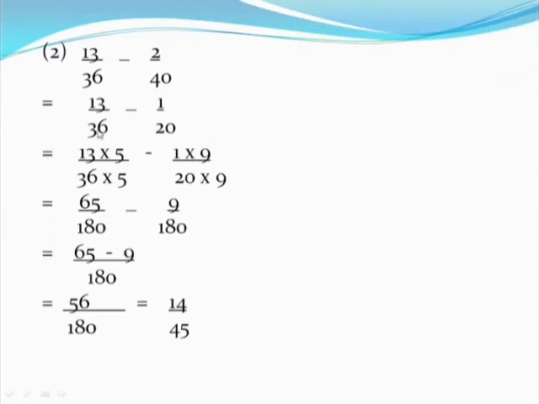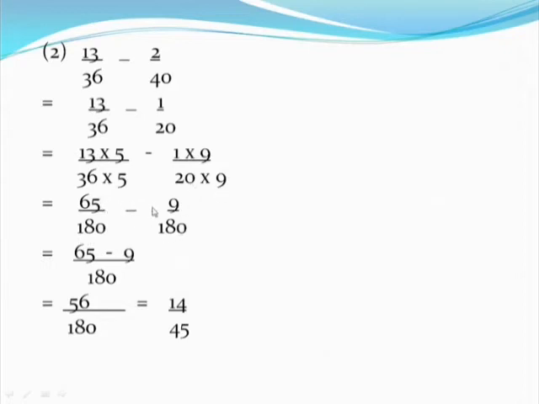Now, after finding, you will see the LCM is 5 times 36. Hence, multiply the numerator and denominator of the first fraction with 5, and 180 is 9 times 20. So, you will multiply the numerator and denominator of the second fraction with 9. Now, on multiplying 13 with 5, you will get 65 in the numerator and 36 5s are 180. Here minus sign will remain as it is. 1 9s are 9 and 20 9s are 180.